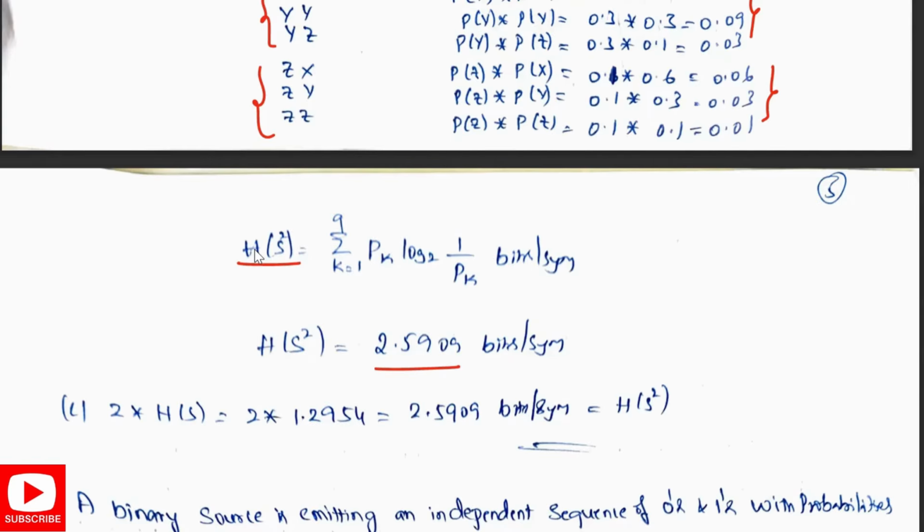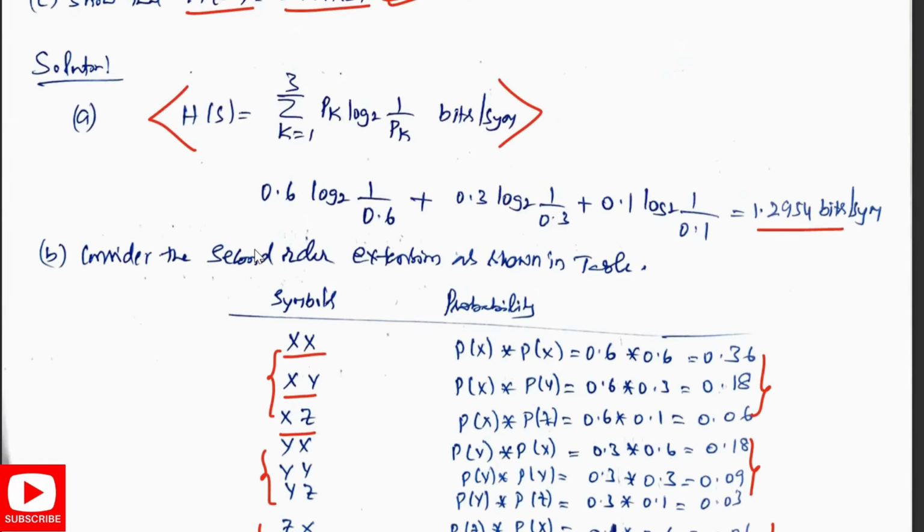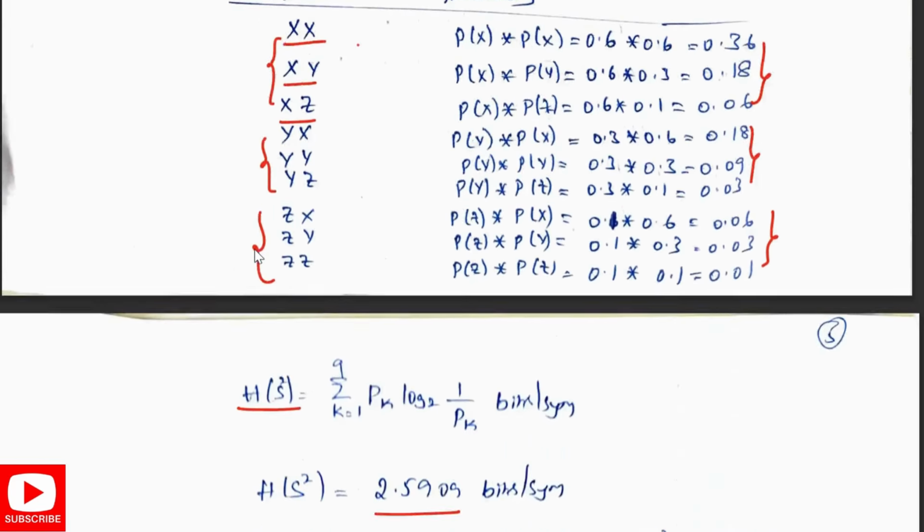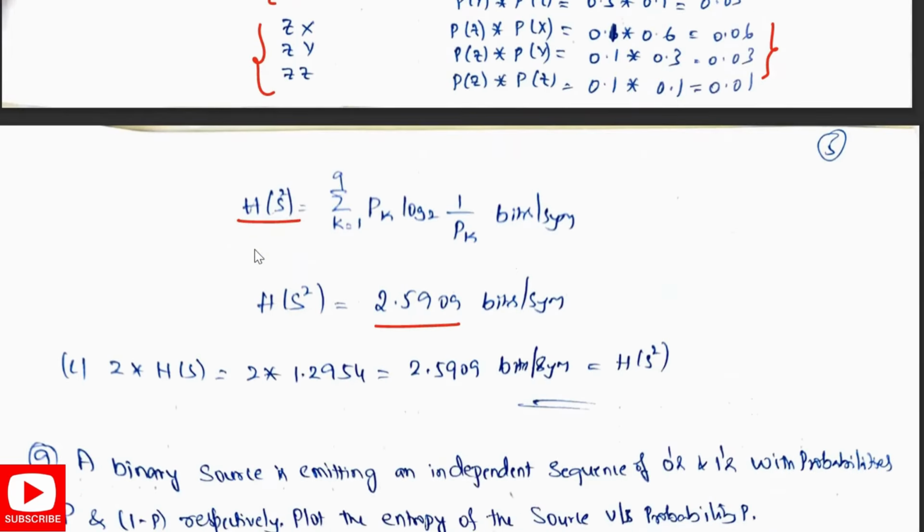For that, you just multiply the H of S which you had got previously, this value, by 2. You will get the same answer. So this proves that H of S square is equal to 2 times H of S. So this is how you have to prove this. This is an important problem.